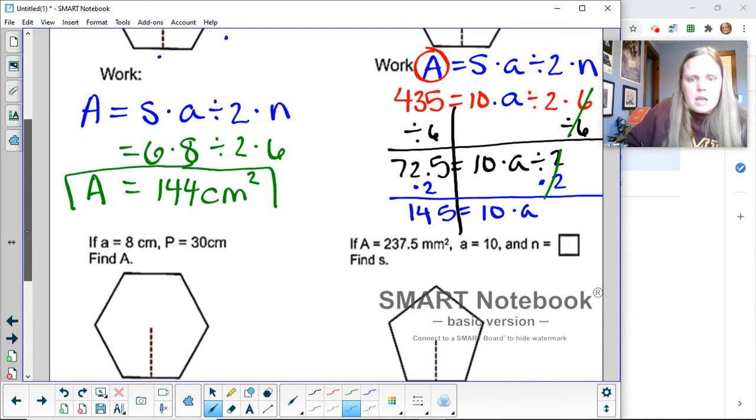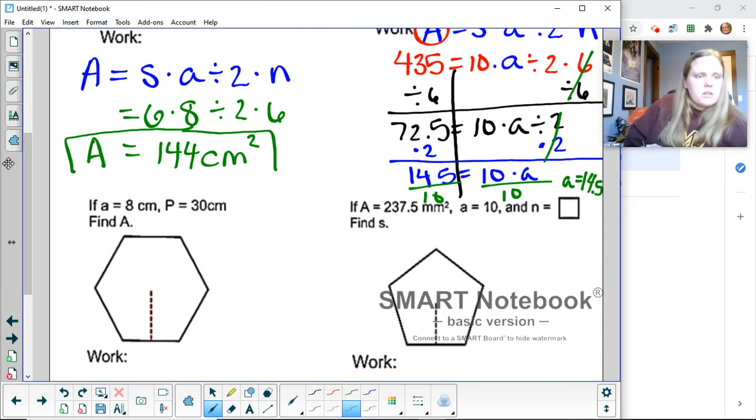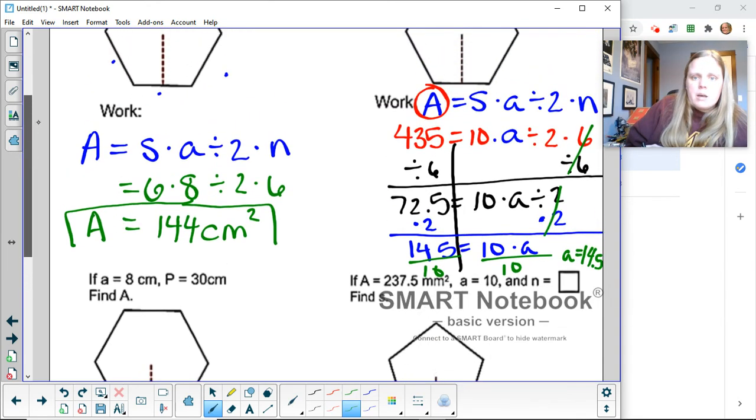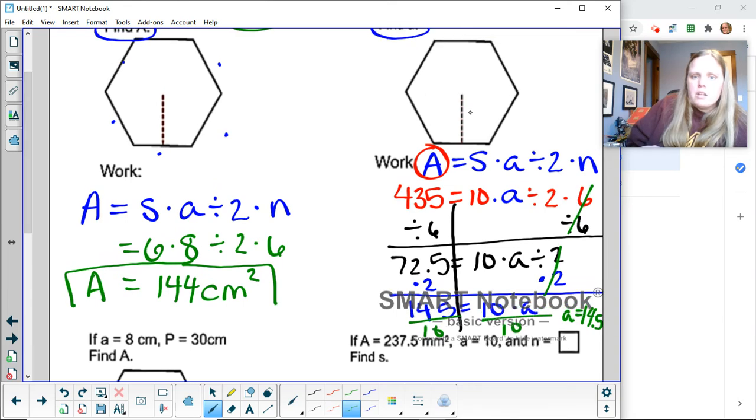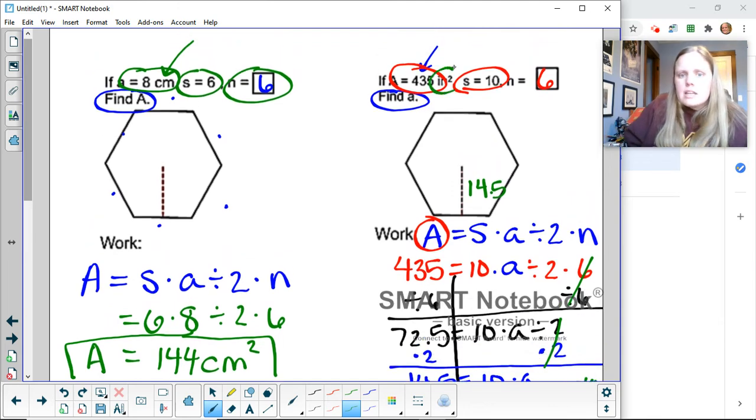All right, last step, I want to get rid of the 10, but the 10 is being multiplied by the A, so we're going to divide by 10. So A equals 145 divided by 10 is 14.5. So it's up in this problem here. If I go back up, my apothem length right here is 14.5. And I don't think this one had a label. Oh, it did. This says inches squared, so this would be inches.